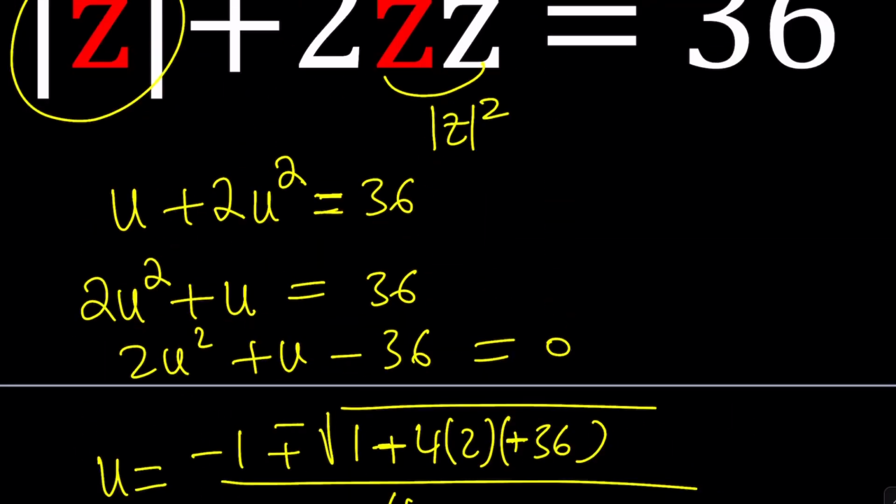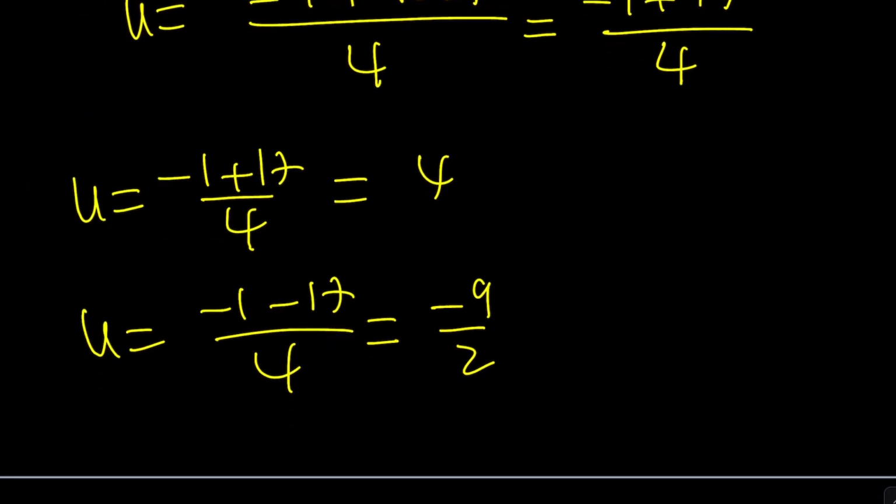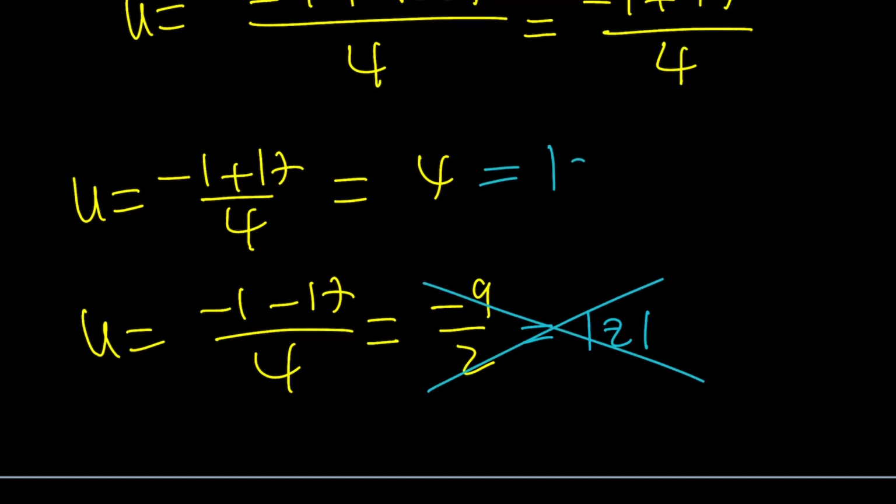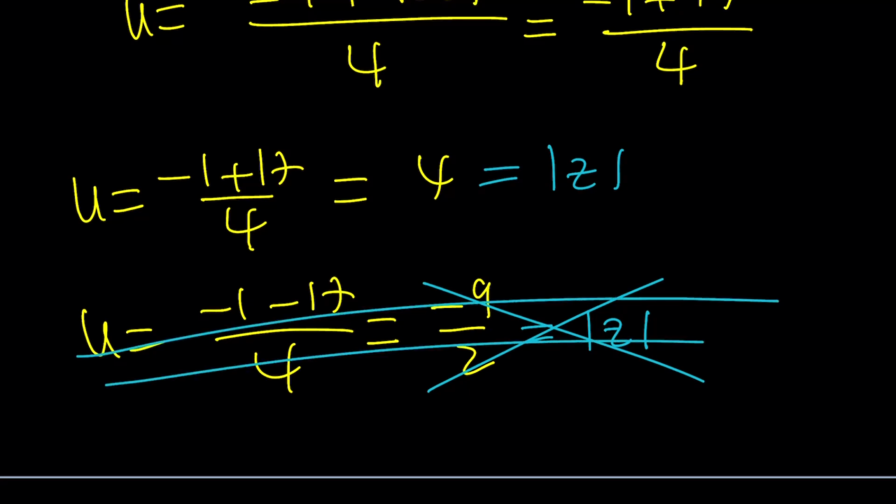Because remember, u is the absolute value of z. What does that matter? Or does that? Well, the absolute value cannot be negative because it is the absolute value. So we have to go with 4. We're going to forget about this solution. You see, sometimes you get a solution, but it doesn't satisfy the original problem. Those are usually called extraneous solutions.